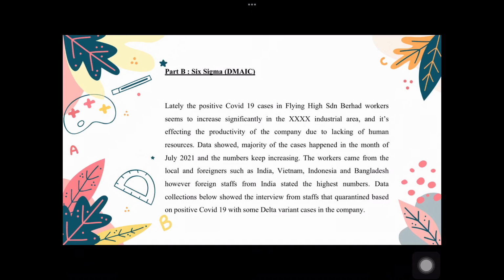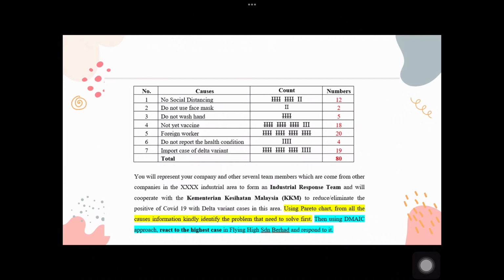Questions Part B, Six Sigma. To understand the question, please pause the video and read the statement. In this slide, as you can see, the total number of positive COVID-19 cases is 80.